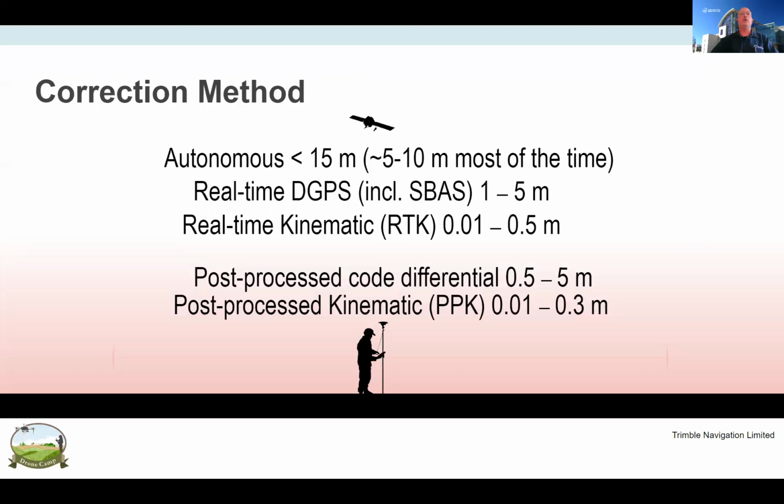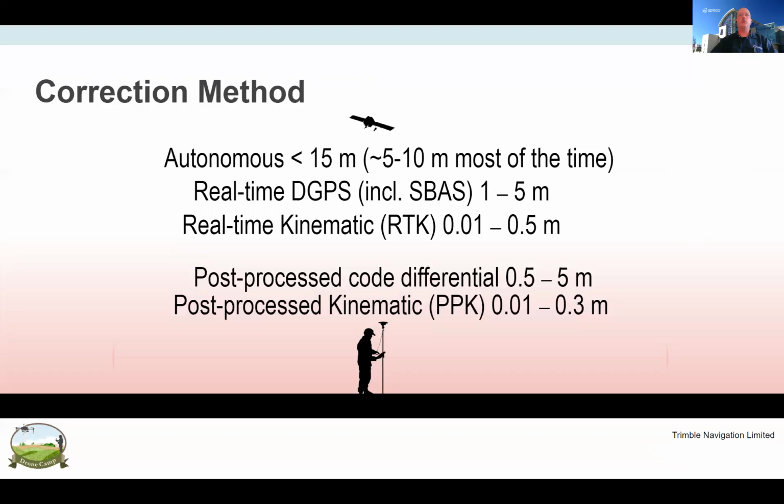If we go to a real-time differential GPS solution, including satellite-based systems like SBAS or WAAS, we can get as good as 1 to 5 meters. And if we get an admittedly more expensive, but more advanced GPS unit with real-time kinematic corrections, we can do sub-meter down to probably a centimeter or so. Those are all real-time solutions.